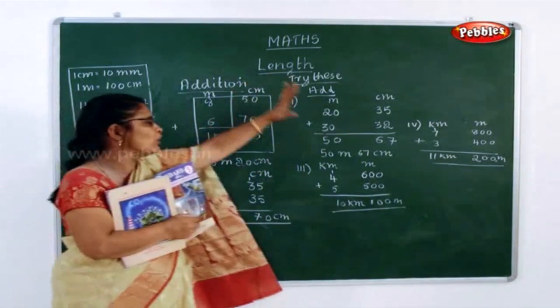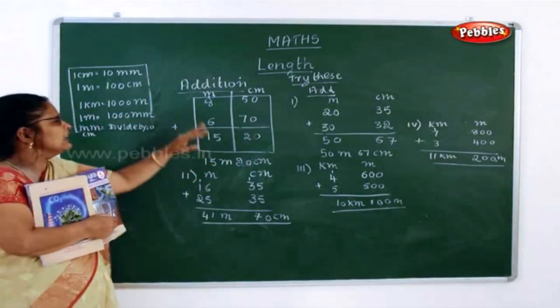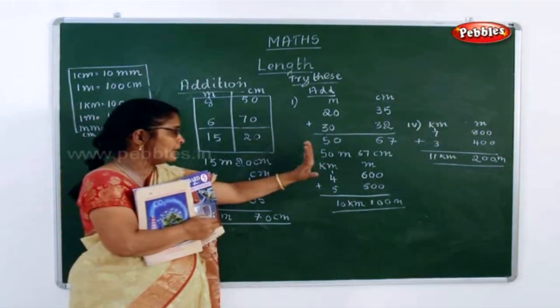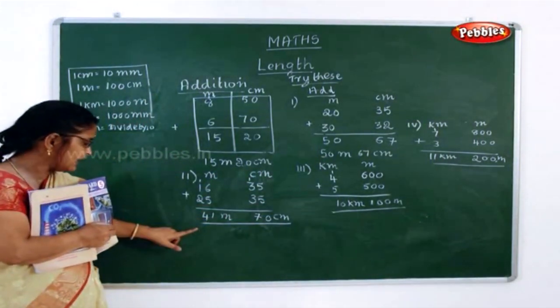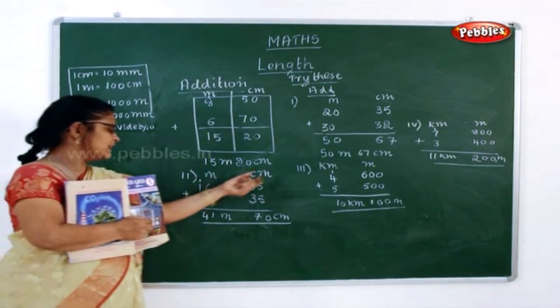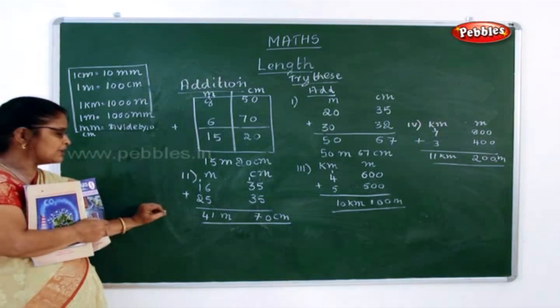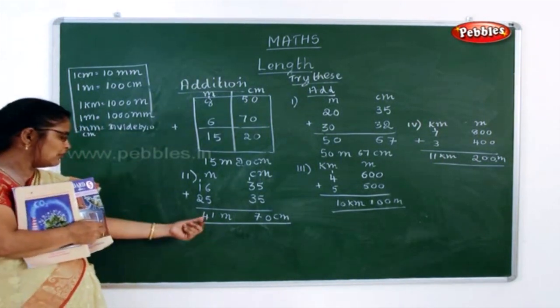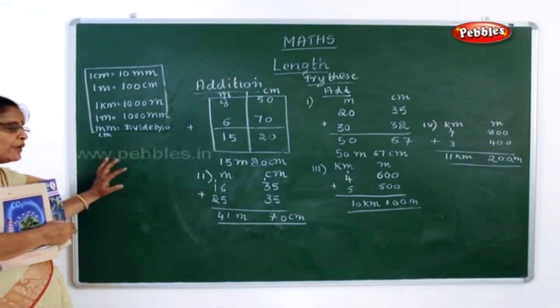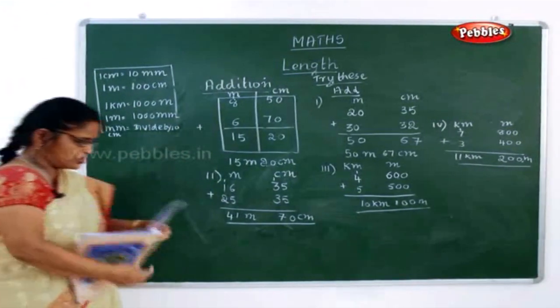Don't get confused with what I taught you, like how you will convert. Just straight away you start writing and adding it. But the only thing you have to do is, when you start the sum, you always write meter, centimeter, and then start doing your sums. And in the final answer also you have to write how much meter, how much centimeter. You have to be very clear about this when you do your addition sums.